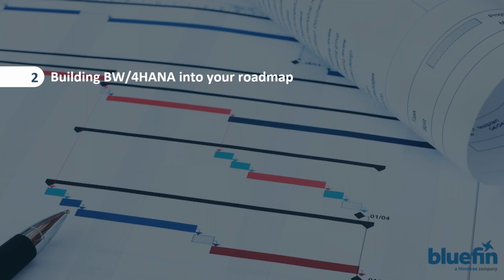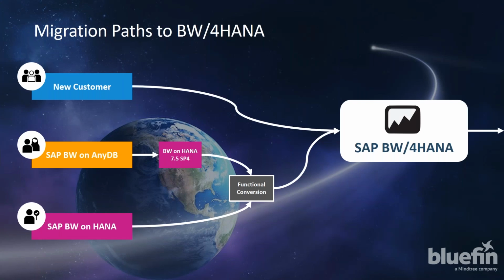All right, so with that in mind, I'm going to get straight into building your BW for HANA roadmap. Suppose you like the sound of all of this, how do you approach it? The first thing I would say is, if you're a new customer or you don't have a BW system, don't even think of doing anything other than BW for HANA. It shouldn't even be a question. You shouldn't be evaluating BW for HANA versus BW on any DB if you're starting a project now. And you'll see why in a moment.